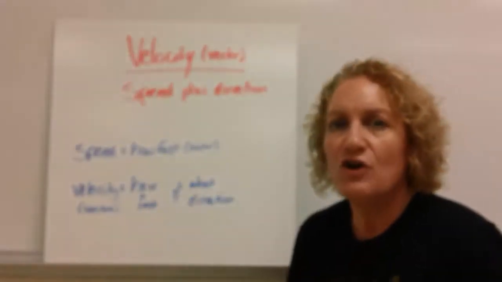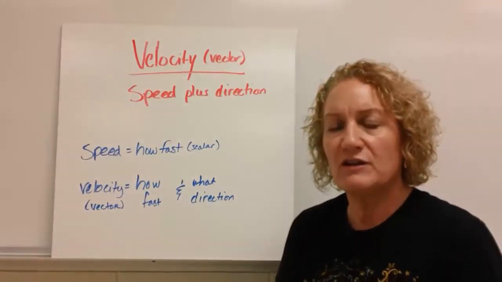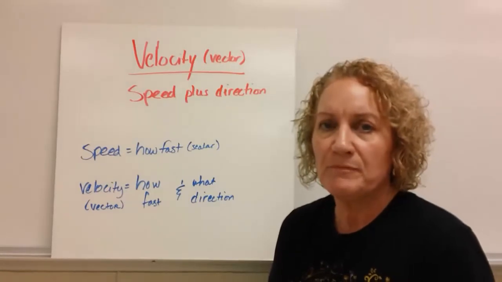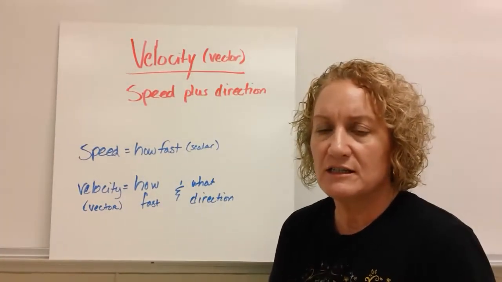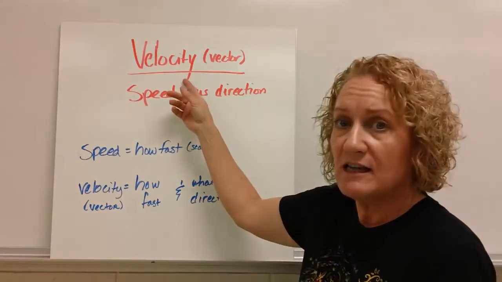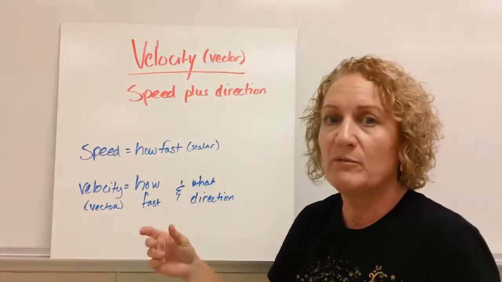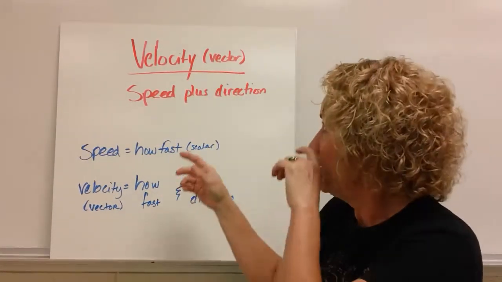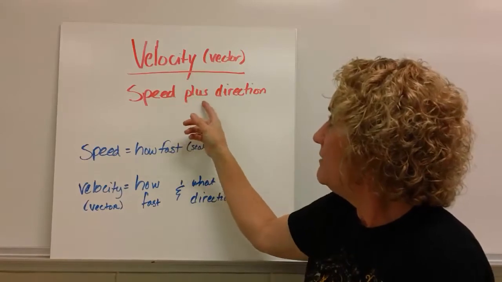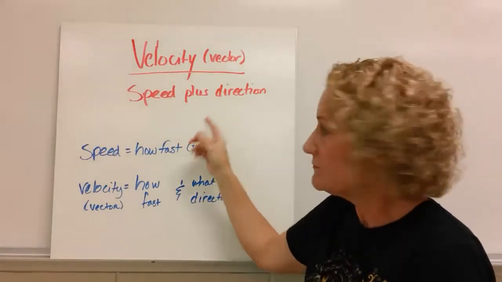Okay, so now that you know all about speed, I want to tell you that speed is a scalar quantity. So it only needs magnitude, it doesn't have direction. Velocity is a vector quantity, and remember vector quantities have magnitude plus direction. So velocity is speed plus the direction that you're going.